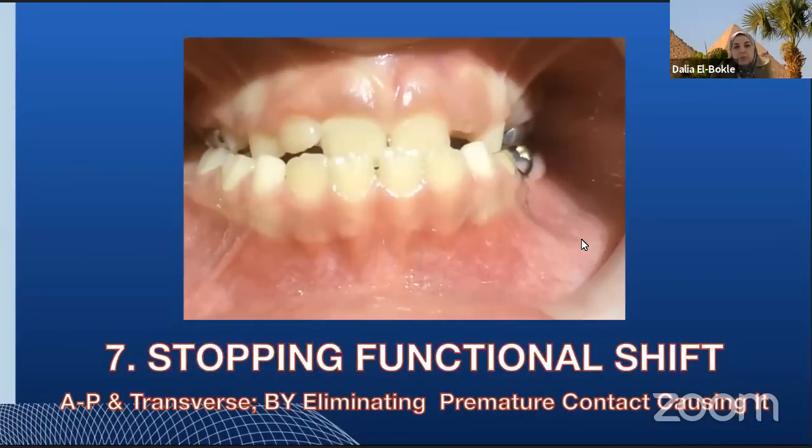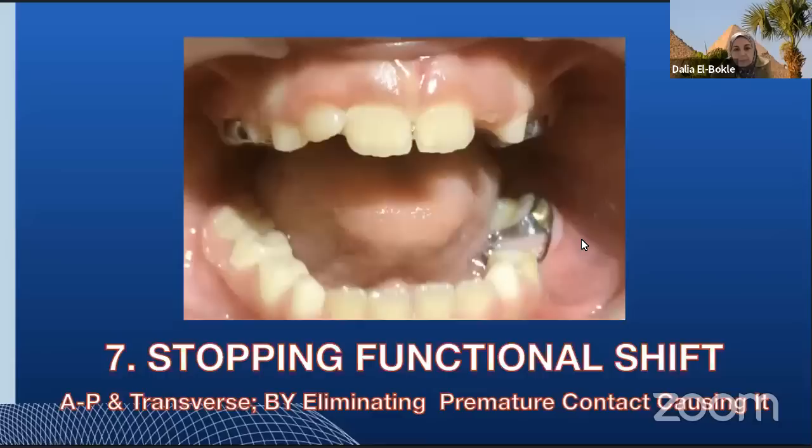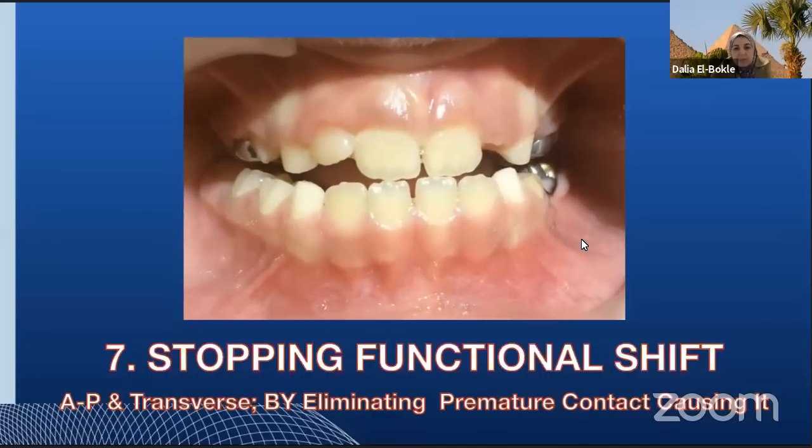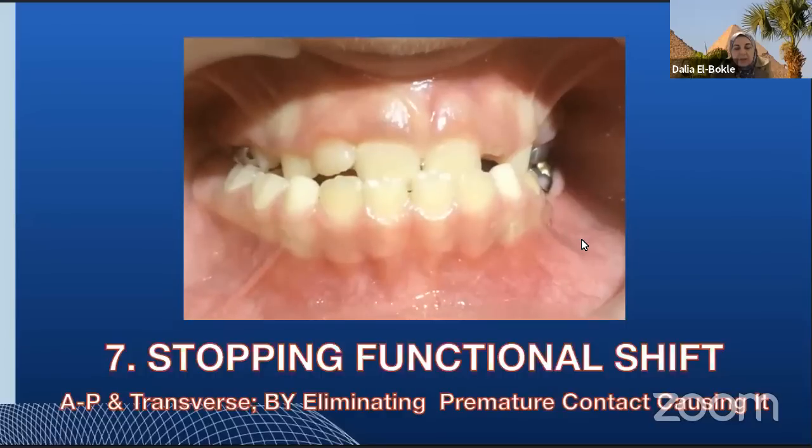The bite turbo can also stop or even eliminate a functional shift, both in the anteroposterior or transverse direction, by removing the effect of a premature contact, most commonly pseudo-class 3 due to upright upper incisors. So you can see here how the patient prematurely contacts the incisors together, and then there will be a forward and sometimes lateral shift in pseudo-class 3.